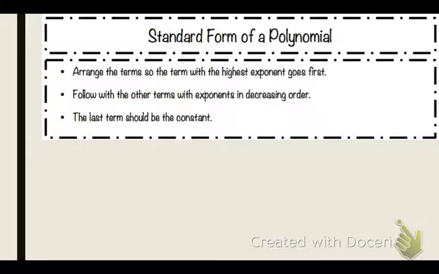So, standard form of a polynomial. Let's look at two polynomials right here. So this one, the first one, is in standard form. The second one here is not in standard form. Look at these two polynomials and see if you can figure out why the one is in standard form and the other one is not. Okay, give you a second.